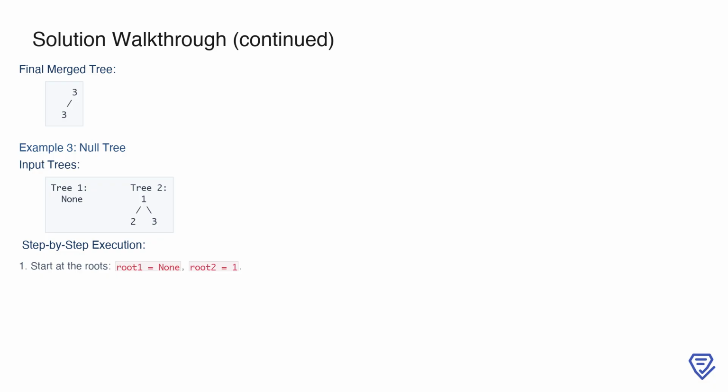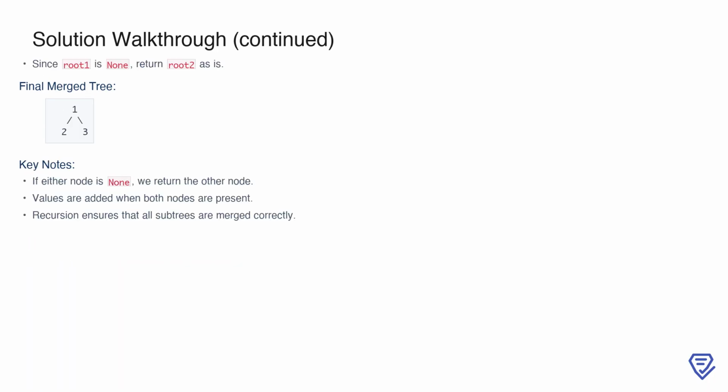Now, moving to the next case, we handle scenarios where one of the input trees is completely none. For instance, tree 1 is none, while tree 2 is a complete binary tree with a root value of 1, a left child of 2, and a right child of 3. The merging process begins at the root. Since tree 1 doesn't have a node, we directly use tree 2 as it is. When one of the trees is none, the other tree is returned unchanged.